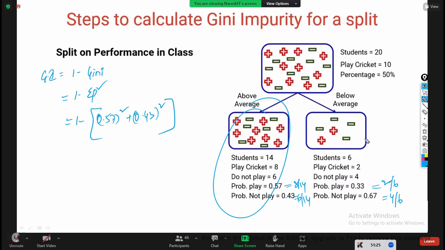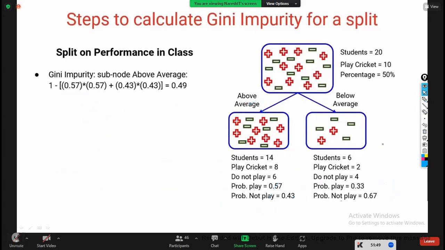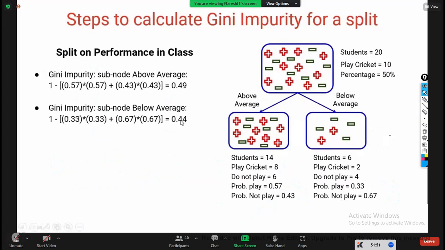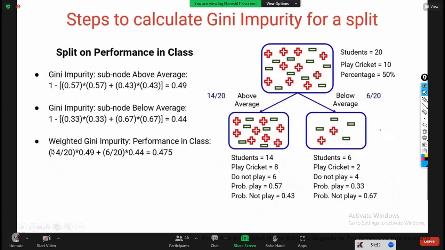And I'm going to calculate the Gini impurity of this node. That is 1 minus Gini, that is nothing but 1 minus 0.33 whole square plus 0.67 whole square. Now, once I have calculated the Gini impurity of this subnode separately and of this node separately, what I'm going to do is calculate the weighted Gini impurity.